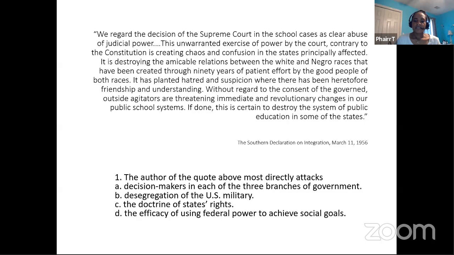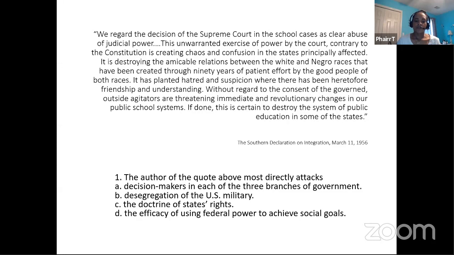Okay, guys, so this passage is from the Southern Declaration on Integration. This happened in 1956, so this is during the Civil Rights Movement. It's very important when you have passages, primary sources or secondary sources, that you not only pay attention to the words that are being said, but you also pay attention to the who, the what, the when, the where, and the why. So here is your question.